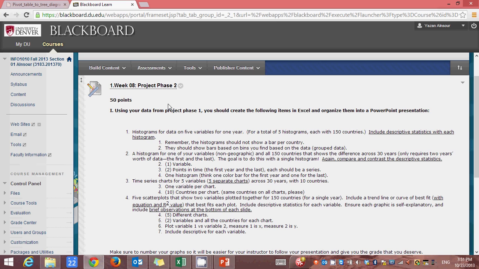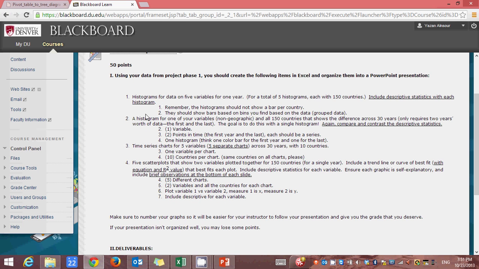First of all, you have to understand that here we are just applying what we have learned in chapters 1, 2, and 3 in your textbook. The first thing is that you have to construct histograms for data on 5 variables. So you need 5 variables, and you have to pick 1 year for the 150 countries. But you don't have to show the 150 countries, you have to group them.